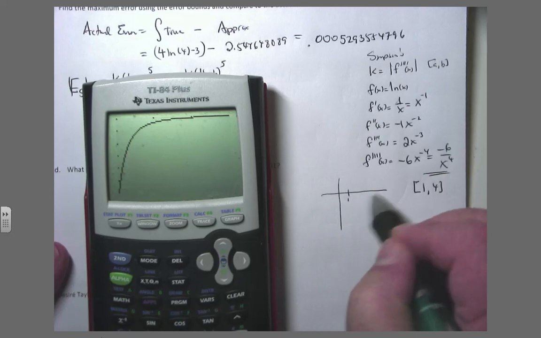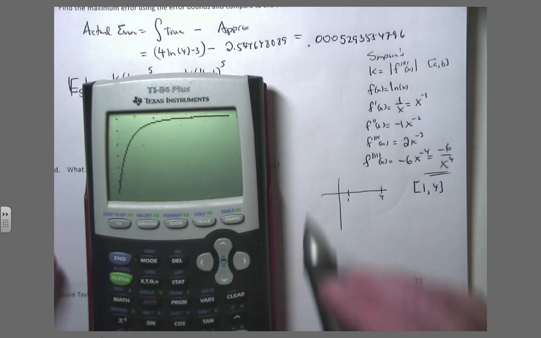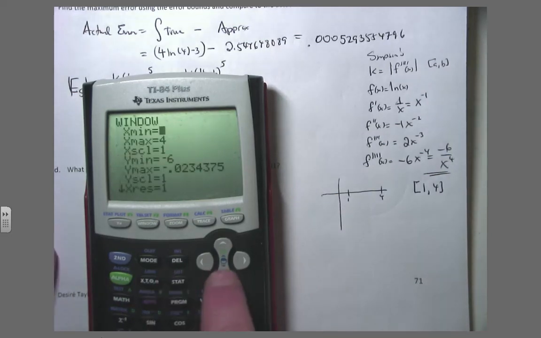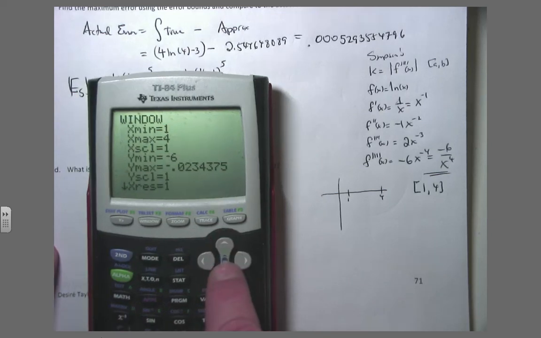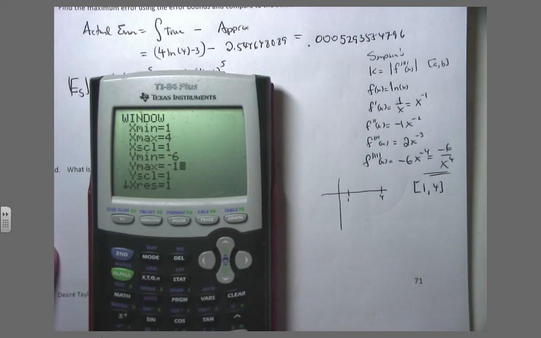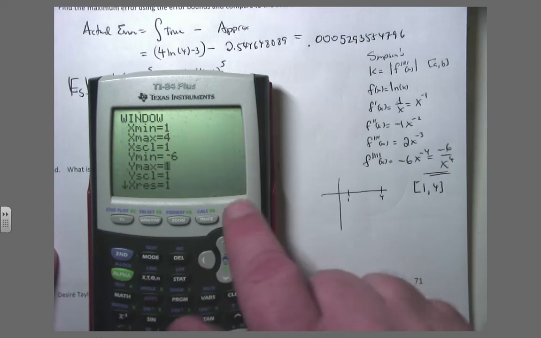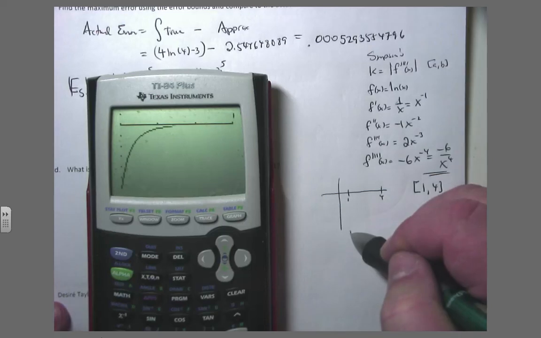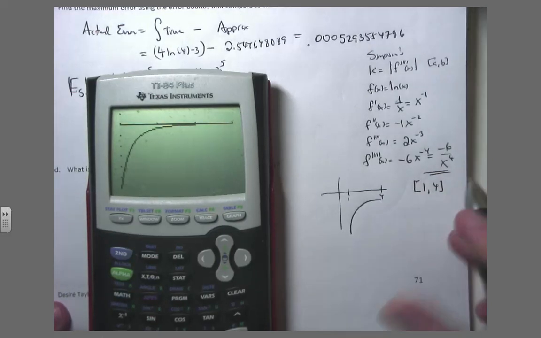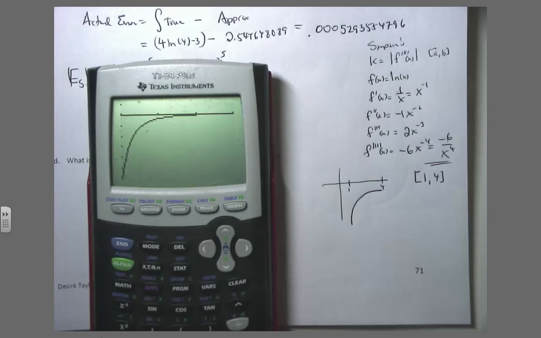It's between 1 and 4. And there's my graph right there, but I'm going to change the window because I want to see where the x-axis is. And the y's are between negative 6 and negative 0.02. So I'm going to make that negative, positive 1 so I can see it. I'll delete that, positive 1. And I graph it, and so my graph looks like this. Does that make sense?